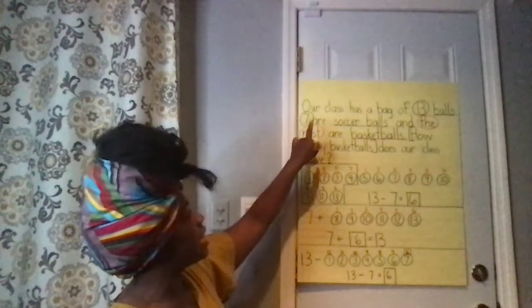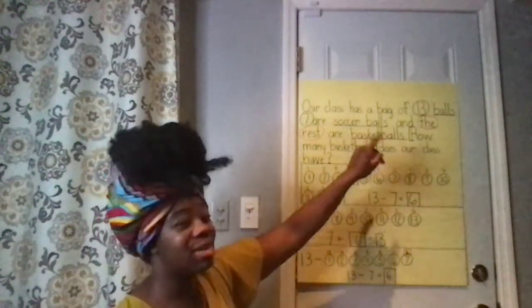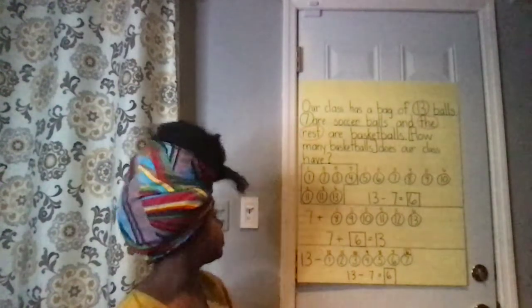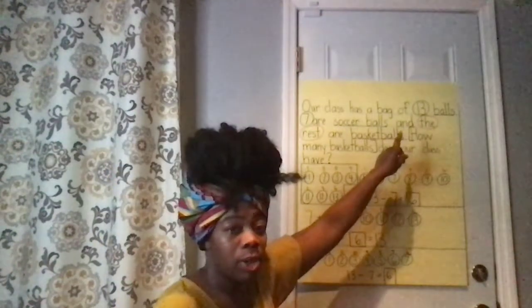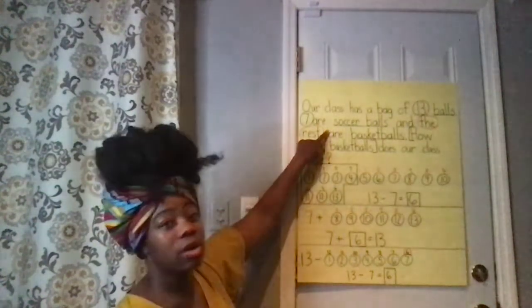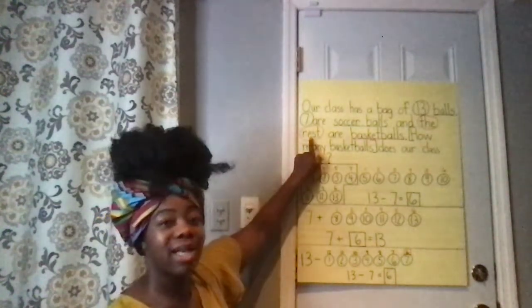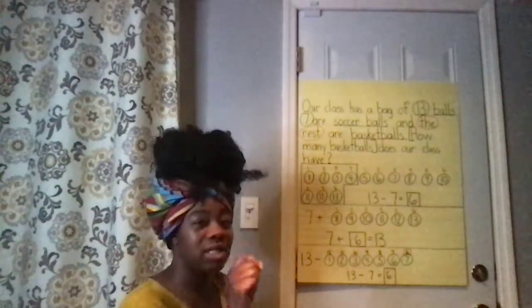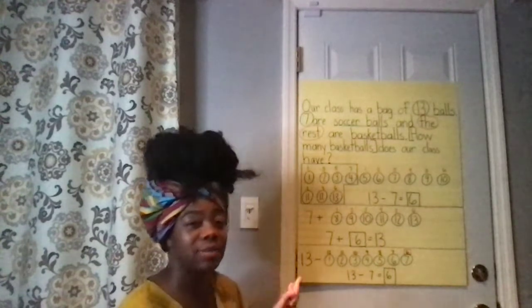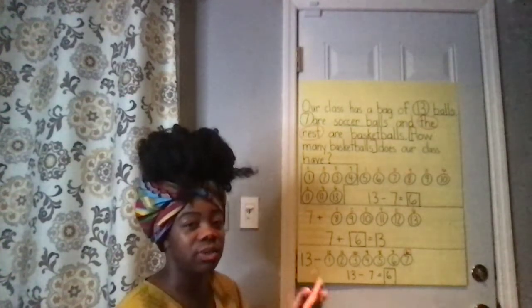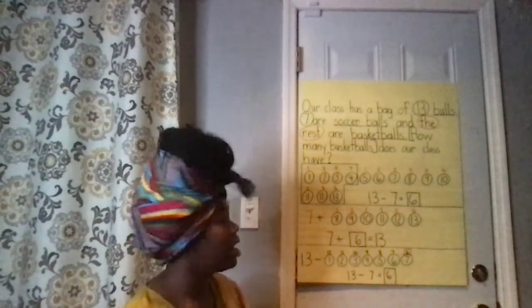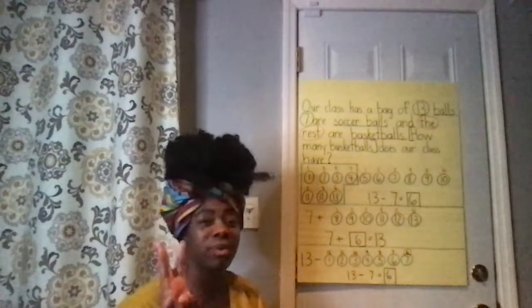So it says our class has a bag of 13 balls. That's how many balls we have all together. That's our total amount. 7 of these 13 balls are soccer balls. And then the rest are basketballs. So the rest, again, represents an amount, which is why it's circled. You'll notice that there is no action clouded for this one because in this particular problem, there is no action. There's a relationship happening where you have to figure out how many soccer balls and how many basketballs. And it'll total 13. Now I'm going to read it a third time.